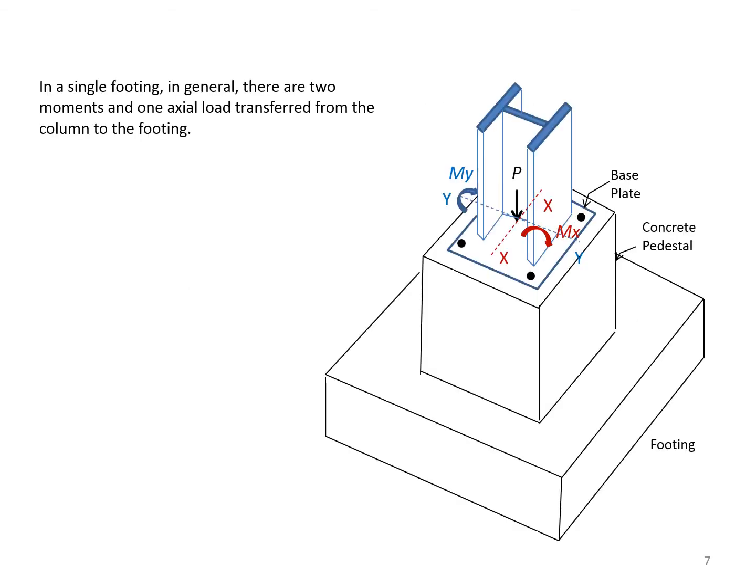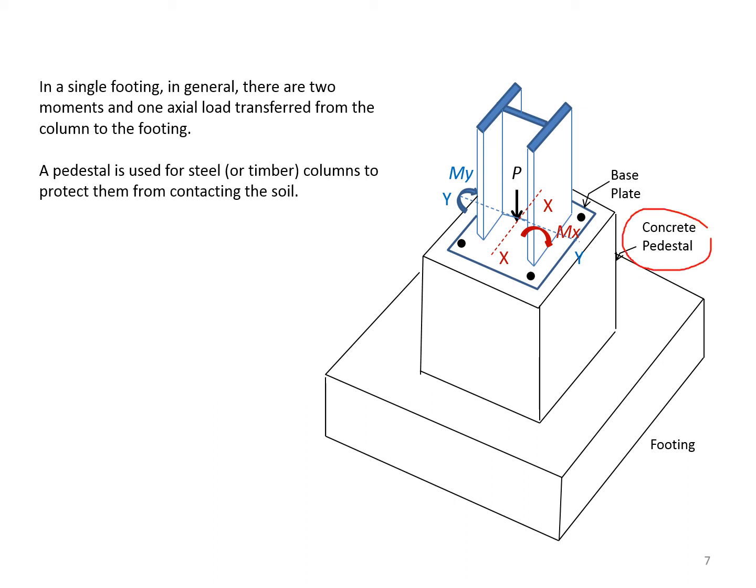In a single footing, in general, there are two moments and one axial load transferred from the column to the footing, as shown in here. A pedestal is used for steel or timber columns to protect them from the contact soil. As you can see, in this case, a concrete pedestal is used because the column is a steel column on base plate.